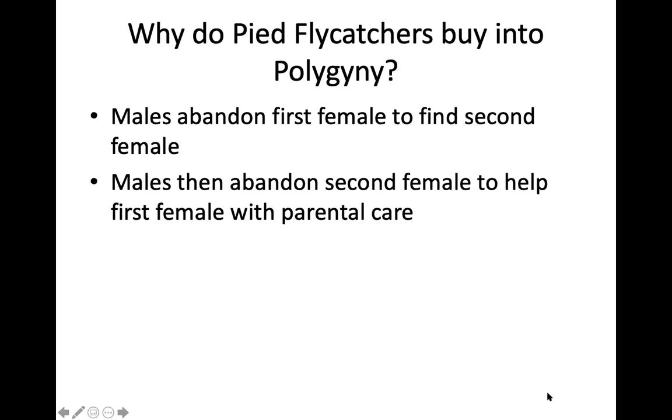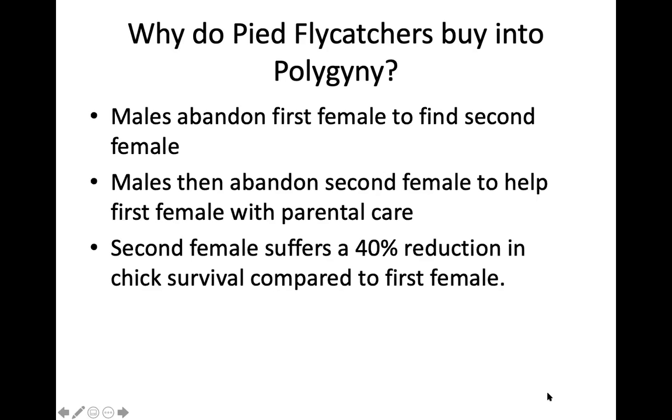So basically, male one, let's say Fred meets Judy, mates with her, and then flies away to find somebody else. We'll call her Susie. Then he leaves Susie and goes back to Judy and raises the children of Judy, and basically leaves Susie to fend for herself. Fred is a creepy dude for a pied flycatcher, but actually is just normal for a pied flycatcher. The second female suffers a 40% reduction in chick survival compared to the first female because she has mated with that male, but she's not receiving any of the parental care from the male because the first female is receiving all of the parental care.